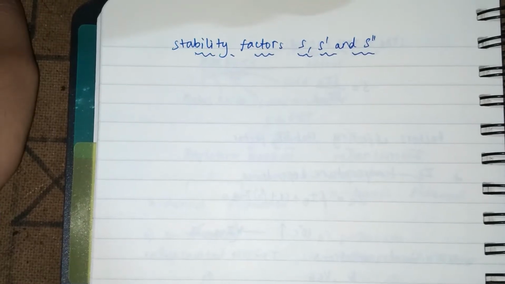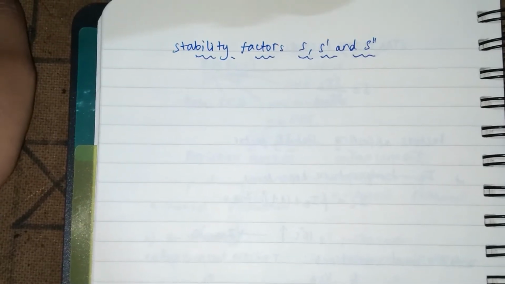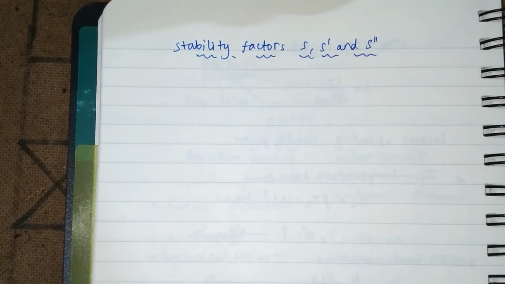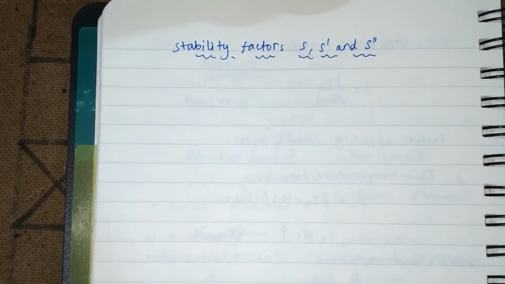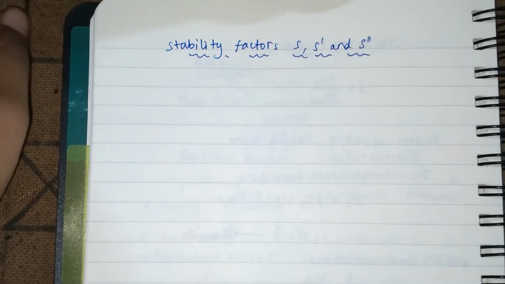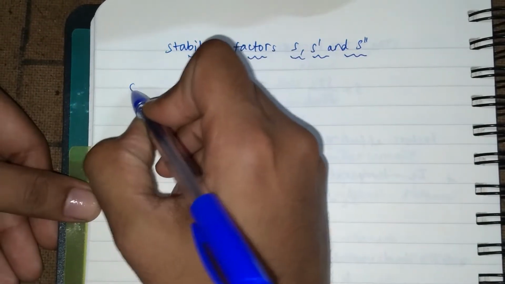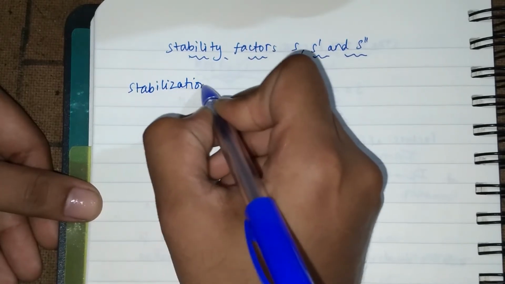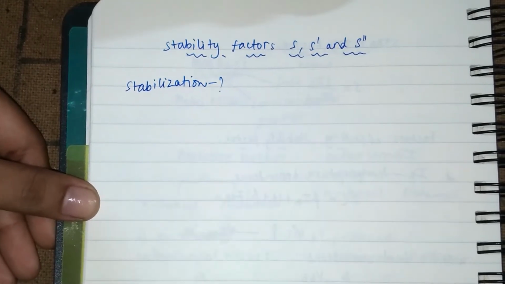Guys, in this video we are going to discuss what stabilization is and how it is measured for a circuit, define the stability factors S, S dash and S double dash in brief, and also derive the stability factors S, S dash and S double dash for a transistor in common emitter configuration. So firstly, getting into the question: what is stabilization?